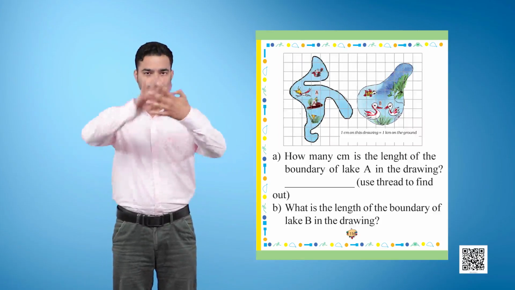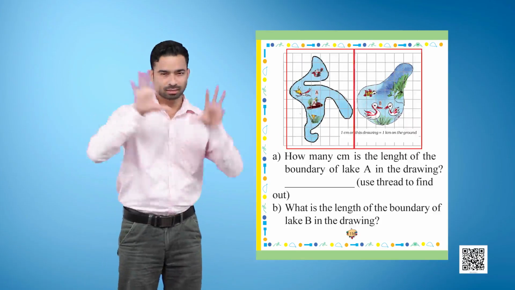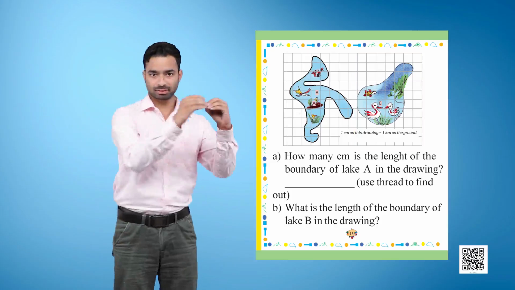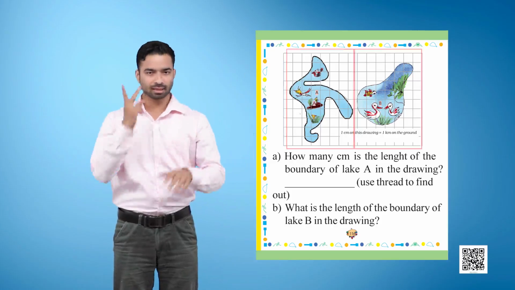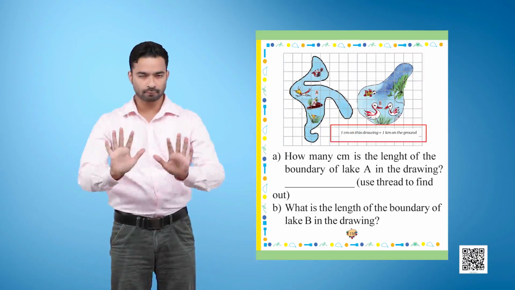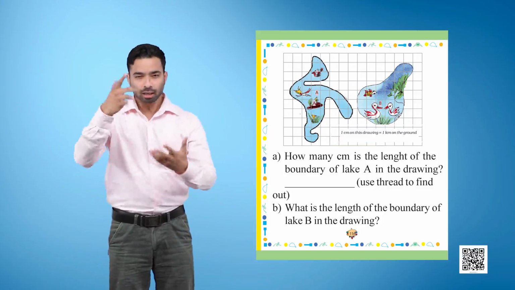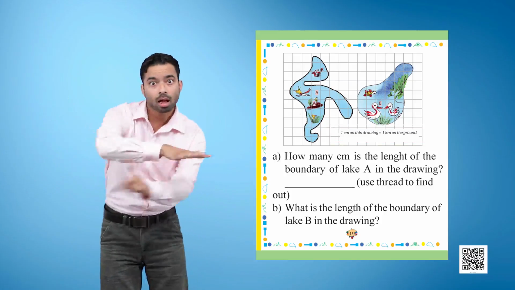On a square grid below this, we have the pictures of two lakes, A and B. We see birds on both the lakes. We also have the information mentioned. 1 centimeter on this drawing is equal to 1 kilometer on the ground.